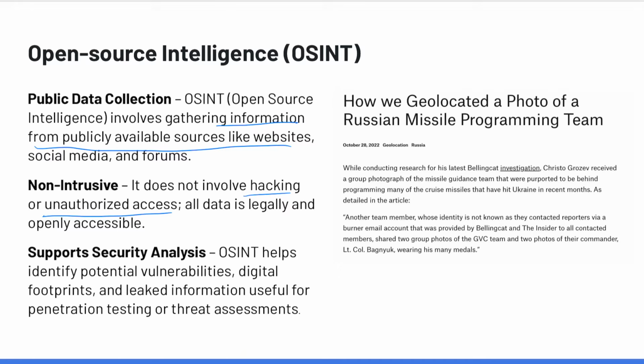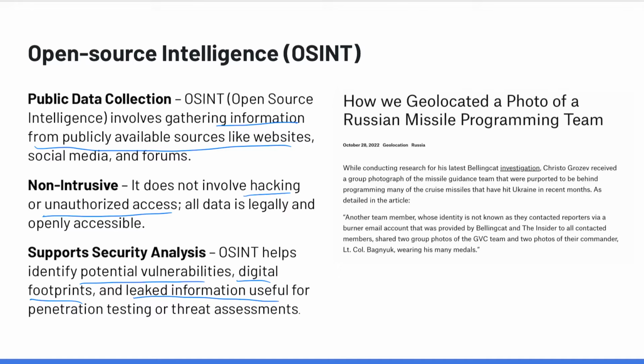Oftentimes, this can include things like leaked information and digital footprints that give us clues as to how the personnel at our institution work, or how those IT networks interact with the internet or the outside world. And there may even be some other potential information that clues us into vulnerabilities.